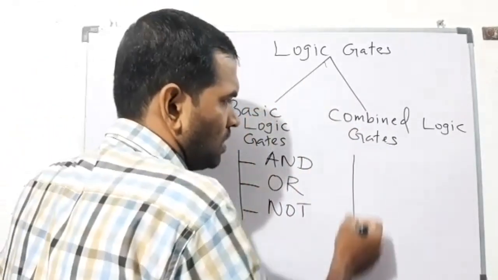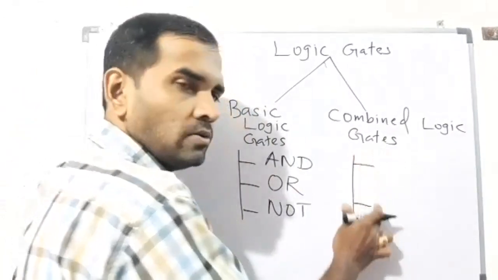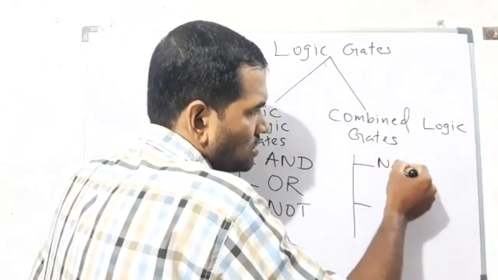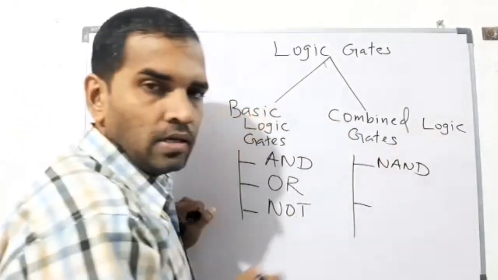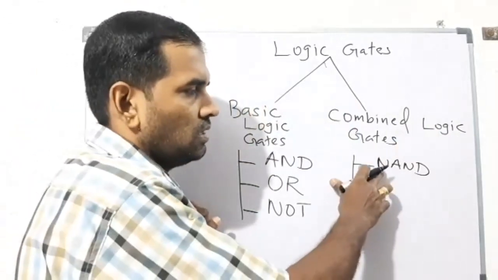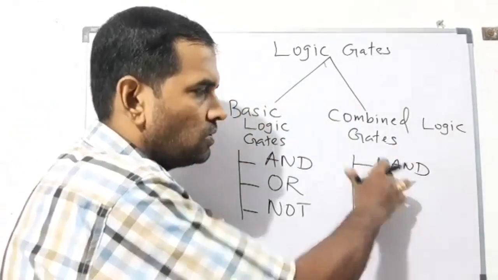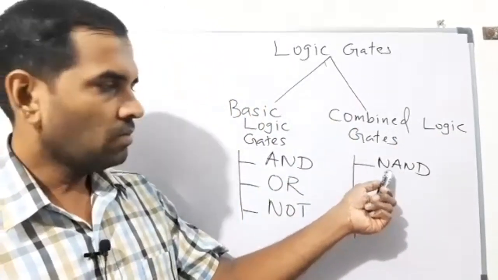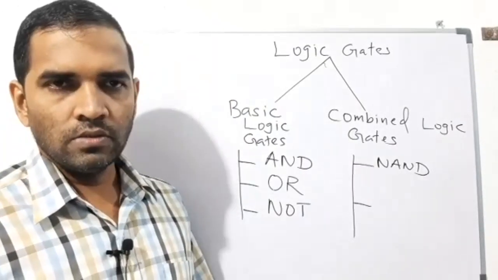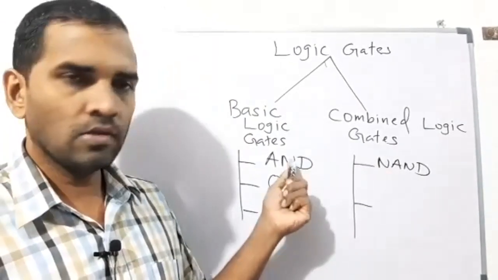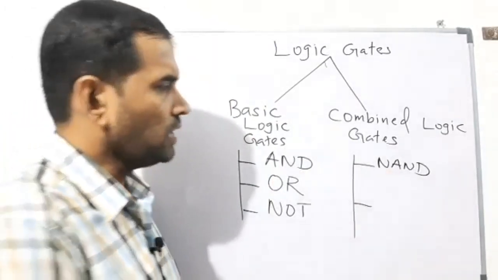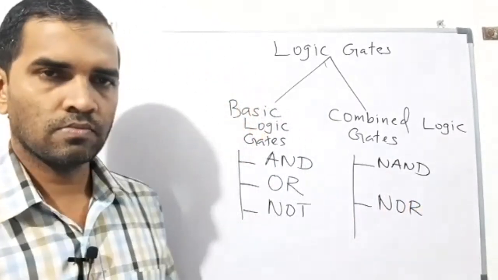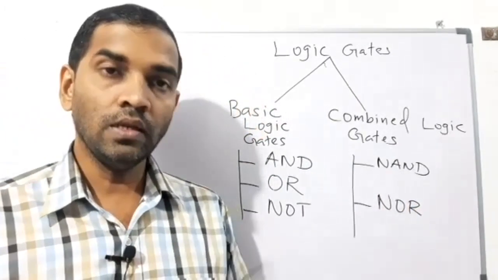So two combined gates are there. They are also electronic circuits, but they are called combined gates. The first one is called NAND gate. You can clearly see a letter N in front of AND. There may be a connection between this one and this one. Later, I can explain. Then we have another one called NOR gate. This is another logic gate with another function.